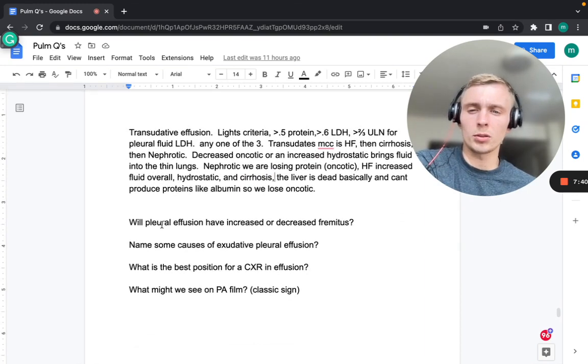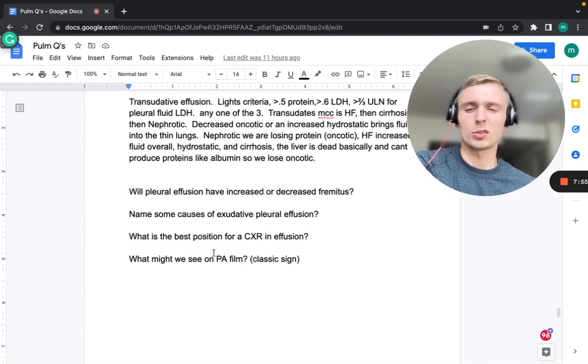Next one, will pleural effusions have increased or decreased fremitus? So important one to know, they might tell you. Name some of the causes of exudative pleural effusions. So what would cause an exudative pleural effusion? And next one, what is the best position for a chest x-ray in an effusion? So if we really want to see this effusion and assess it, what is the best position to put them in for a chest x-ray? And what might we see on a PA film, the classic sign? So there's a classic sign that we're going to see if we do a PA film.